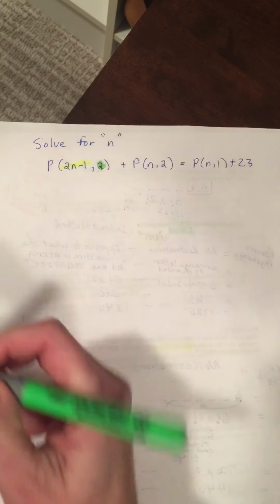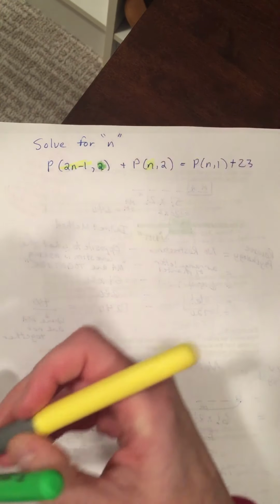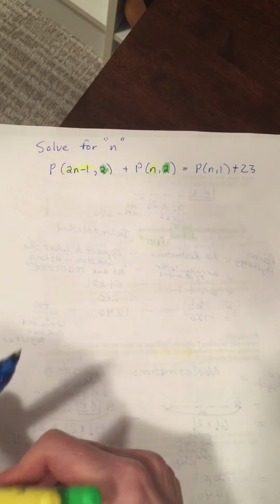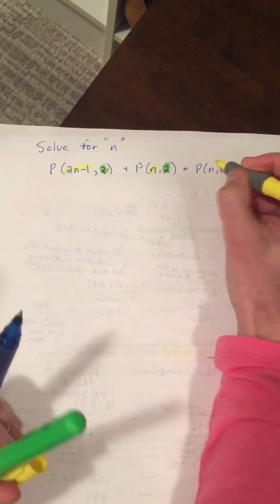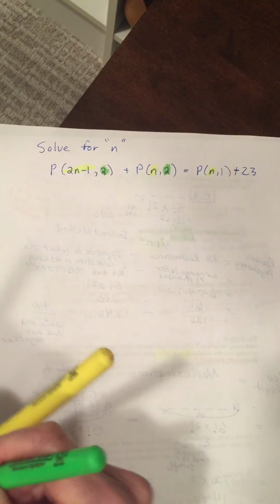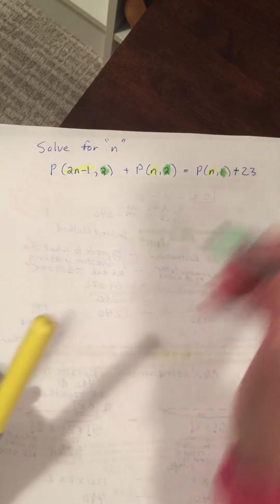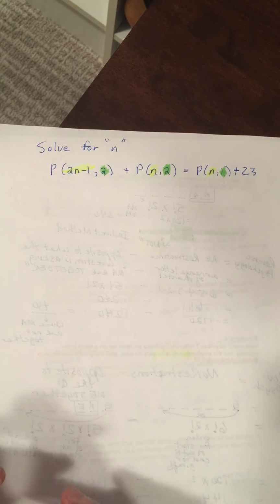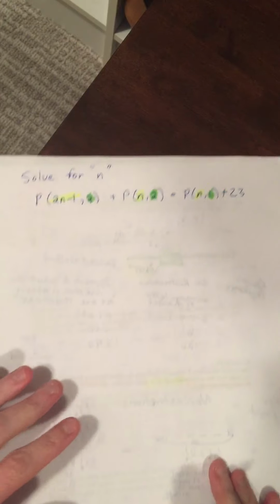Choose 2, that's my r value. Plus another permutation of n choose 2, that's my r value. Equals another permutation of n choose 1, that's my r value. So anything highlighted in yellow is your n. Anything highlighted in green is your r.